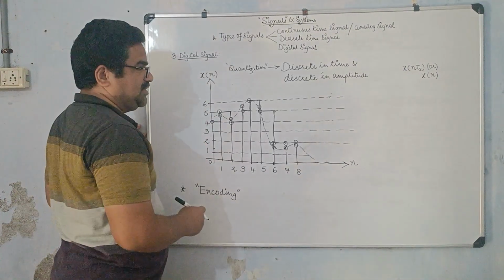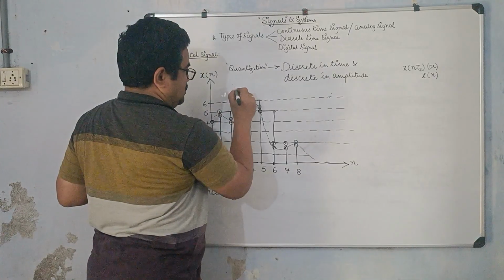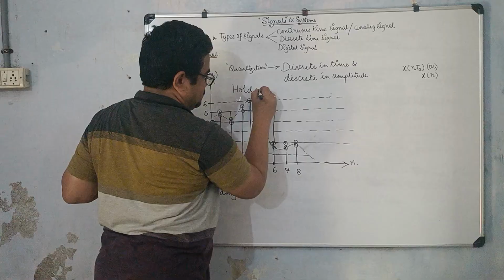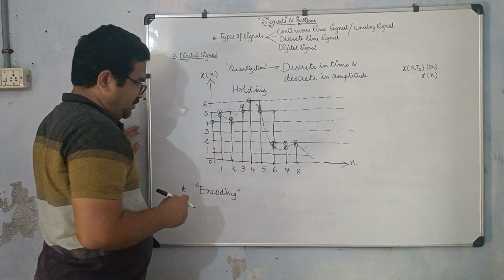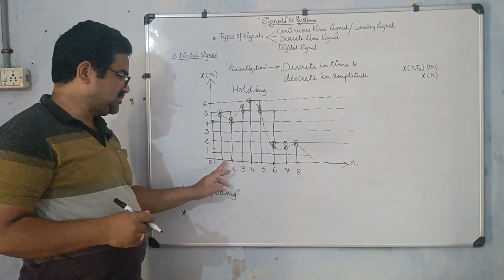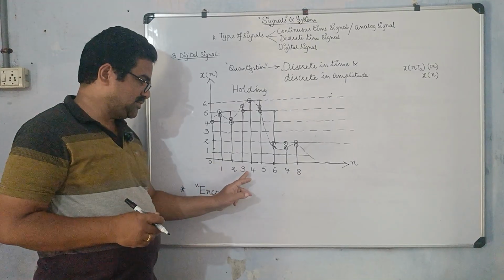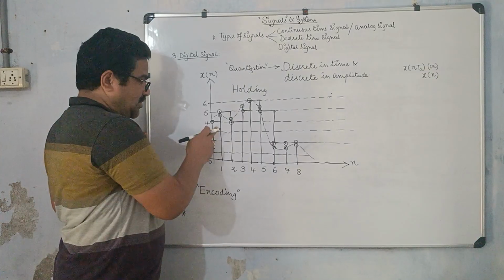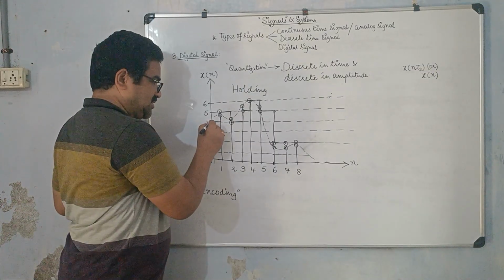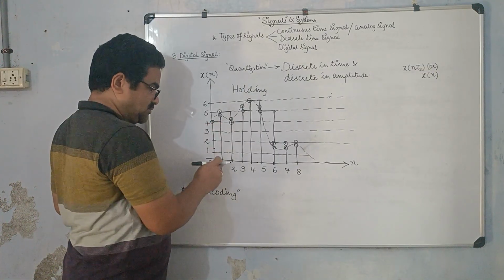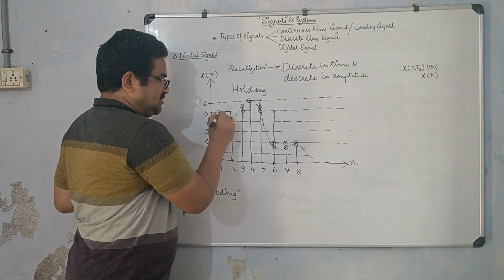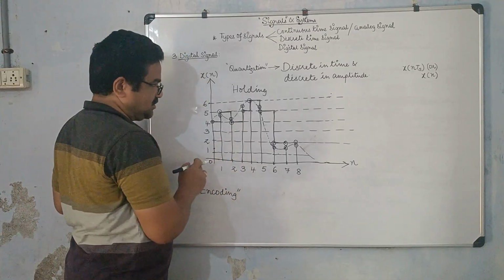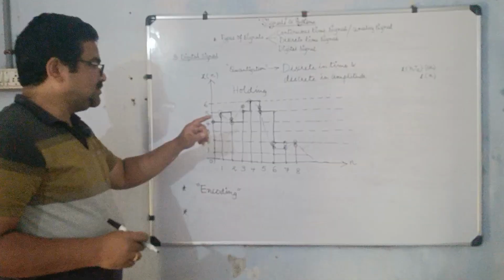Now, after quantization, we are doing one more operation which is known as holding. We can see the samples are located at 0, 1, 2, 3, 4, and so on. In between, I don't have any signal. Now, what I am doing is holding the previous value. Let us say here it is 4, I am holding it up to 1. Here it is 5, I am holding the same value up to 2. Here it is 4, once again I am holding it up to 3, and so on. So this is known as the holding operation.